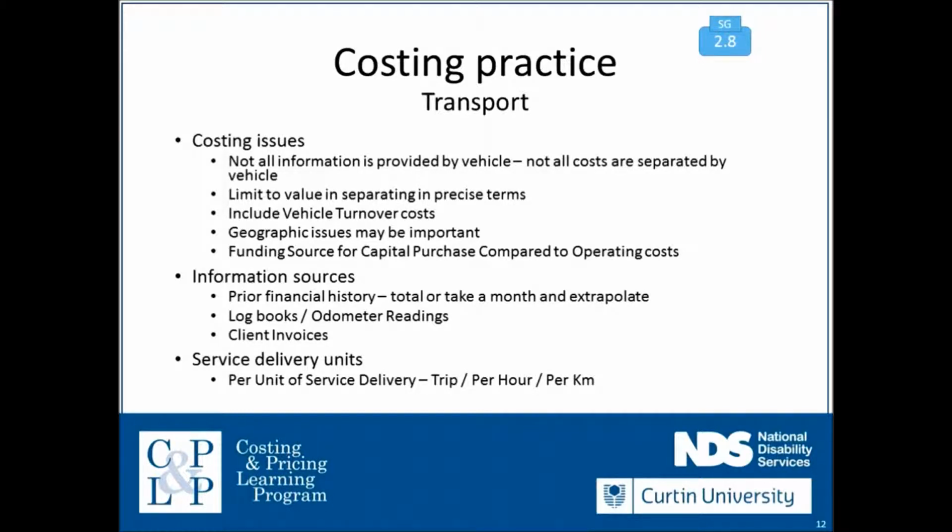Costing issues in relation to transport include that often not all information is provided by vehicle. Not all costs are separated by vehicle in the ledger, because traditionally we haven't had to do that. However, you do need to think about the limit to value in separating precise costs and looking at each vehicle specifically, as opposed to looking at vehicles on an item by item basis or on a fleet basis. It might be that you cost at a particular type of vehicle level rather than each individual vehicle.